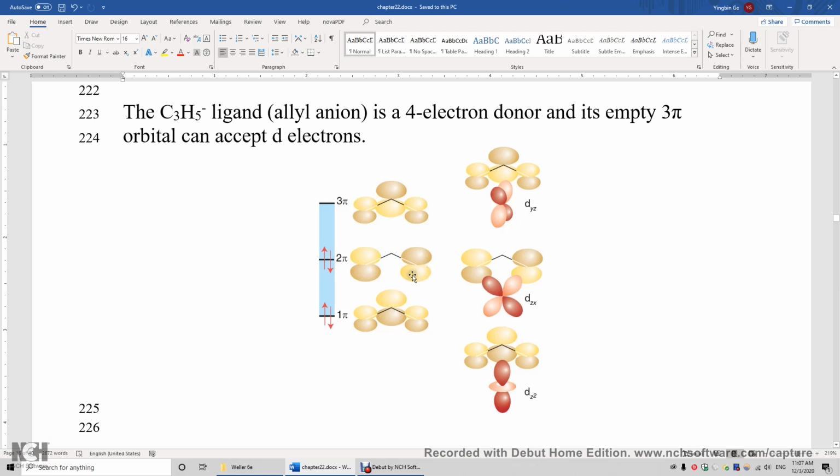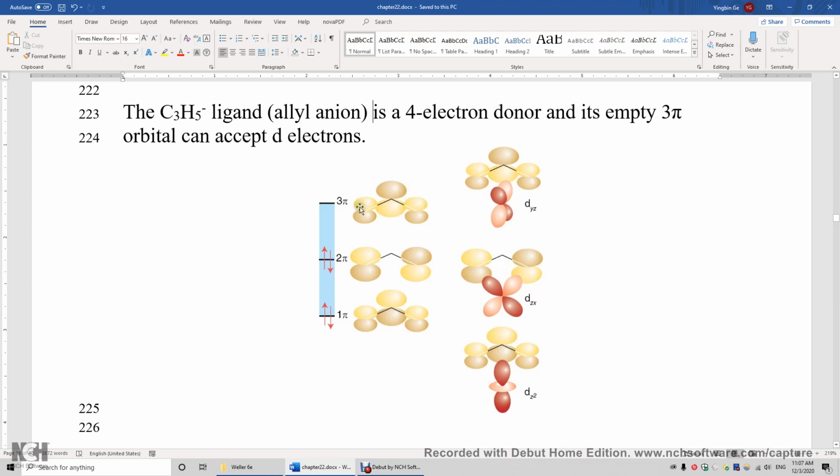And now let's look at this 2 pi orbital. It's also occupied by 2 electrons. And that's why this orbital can also donate electrons to the empty dzx orbital of the transition metal. And again, you need to have positive matching with positive. I'm assuming the brown is positive, the red is positive, and then the pink negative matches with this negative. Okay, this is also constructive interference between this 2 pi orbital of the allyl anion and this empty dzx orbital.